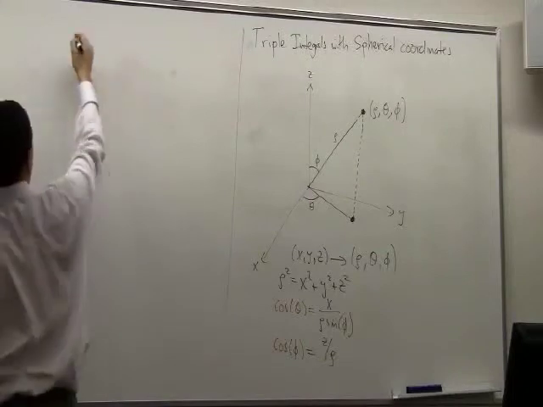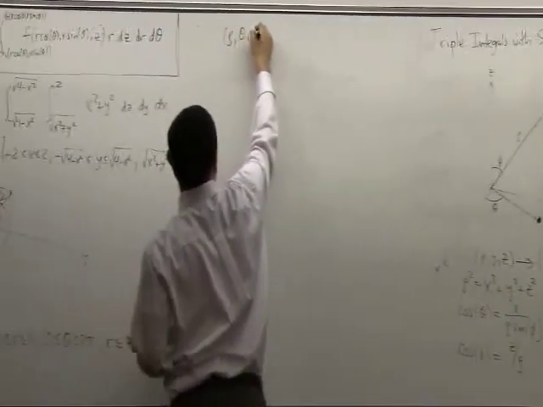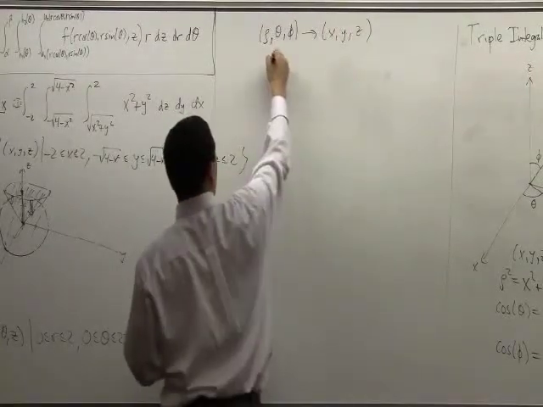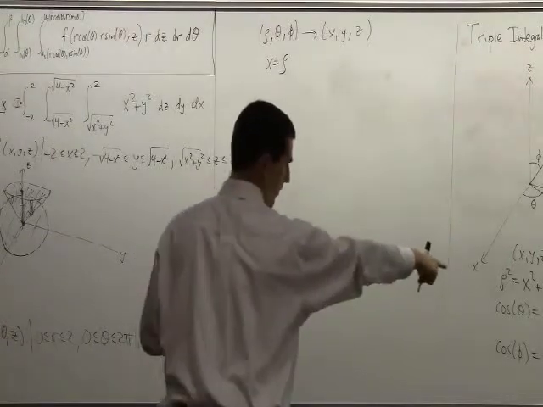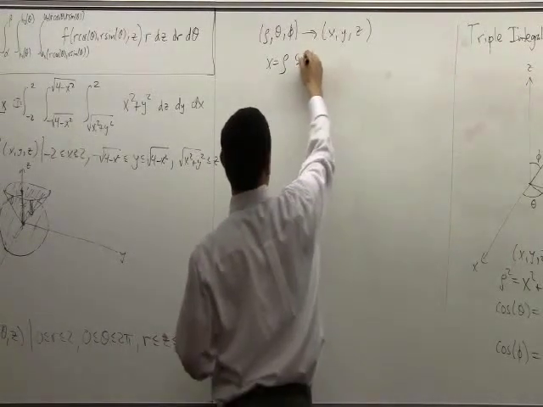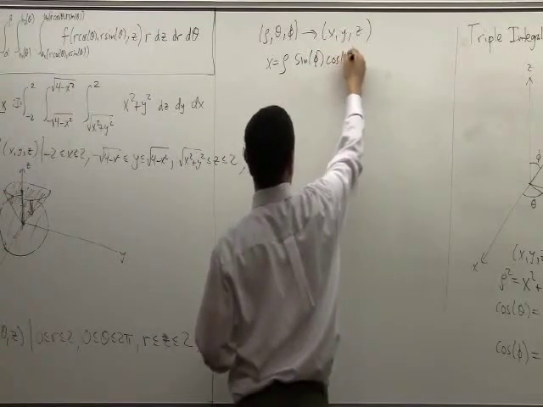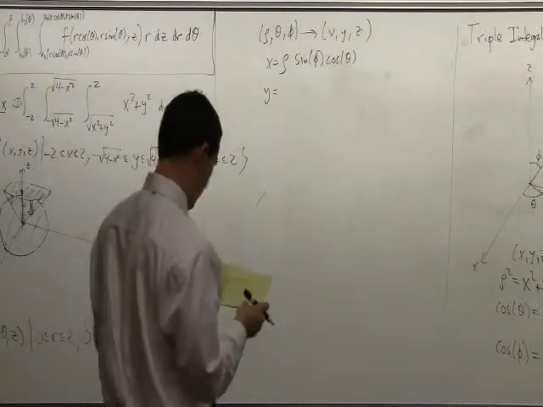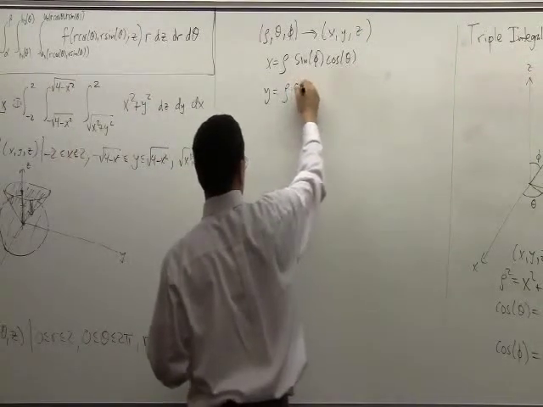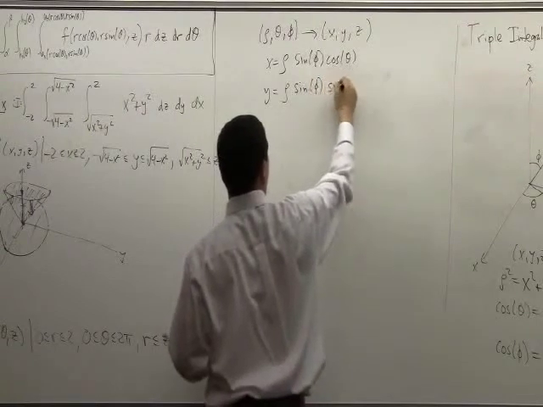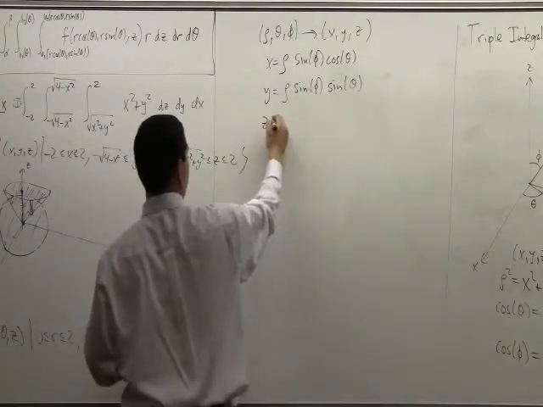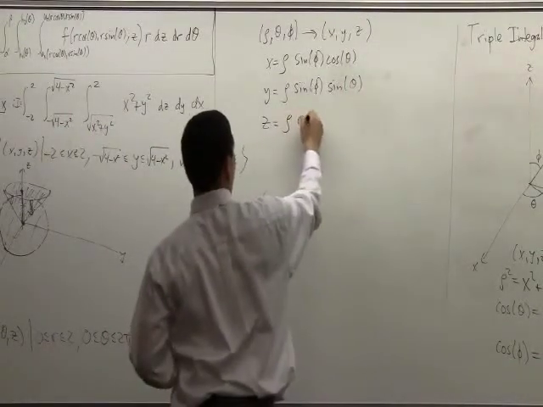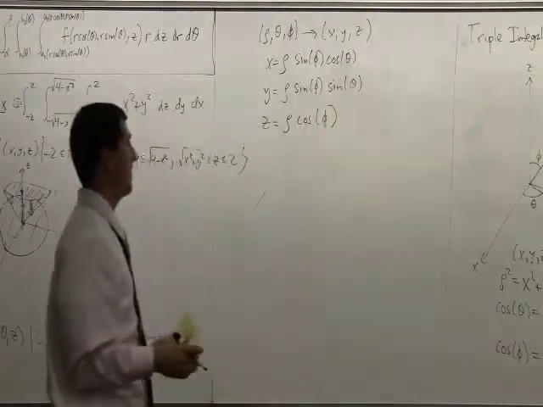And if you want to go the other way, if you have rho, theta, phi, and you want to go to x, y, z, then the x, well, we can actually see it from over here. X is rho sine of phi cosine of theta. We don't have it up here, but we could have. The y is given by rho sine of phi sine of theta. And the z, well, that again is given by this formula, is rho cosine of phi.